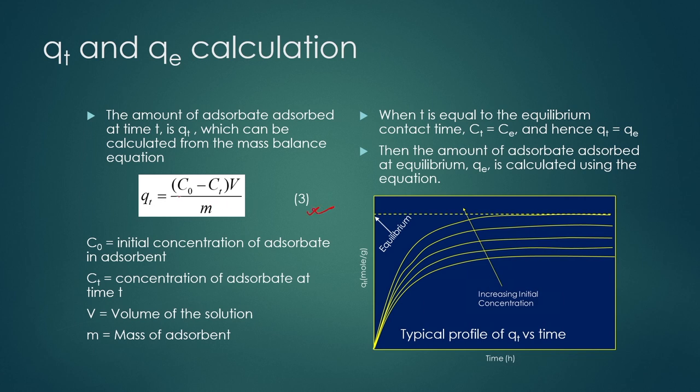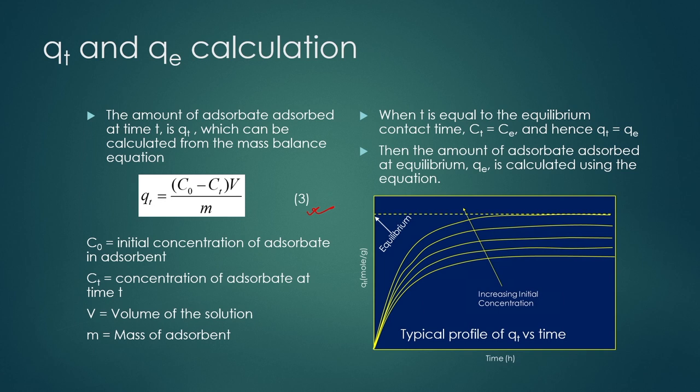If you know the initial concentration of the solute and the concentration at a time t, then what will be the difference of that concentration? That means C0 minus Ct, this is the concentration difference, multiplied by the volume of that solution. Then you will get the amount of solute transported, divided by the mass of adsorbent, that is m. So, by this equation you will be able to calculate Qt at time t, the amount adsorbed onto the surface of the adsorbent.